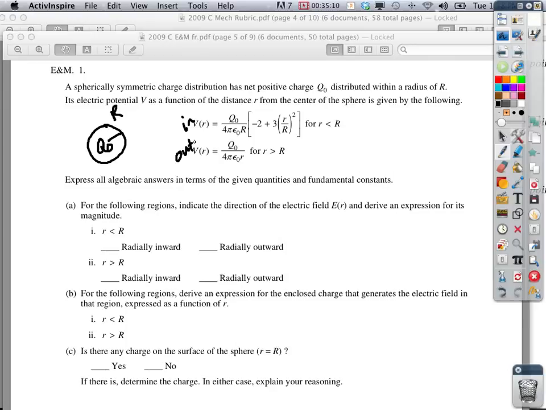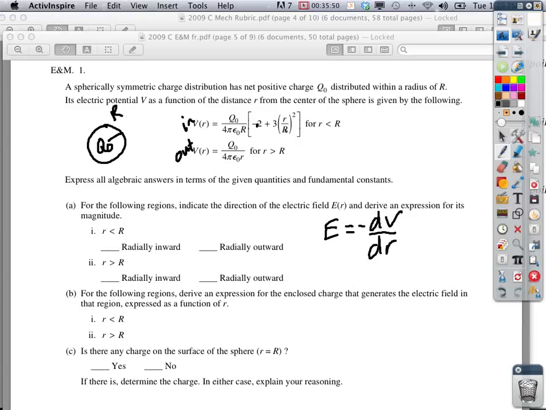So how does electric field relate to electric potential? Yeah, there you go. E is negative dV over dr. So all you have to do to get the electric field equation is take the derivative of these two things. It's not that bad, right? This is a constant, constant, constant, constant, constant. So basically, you're just taking the derivative of r squared.